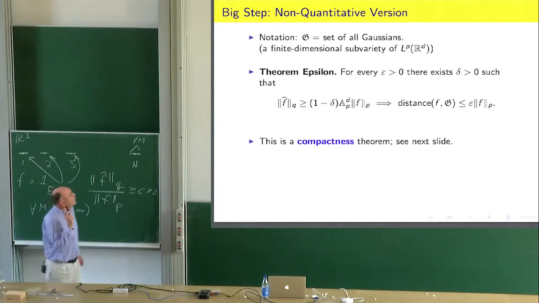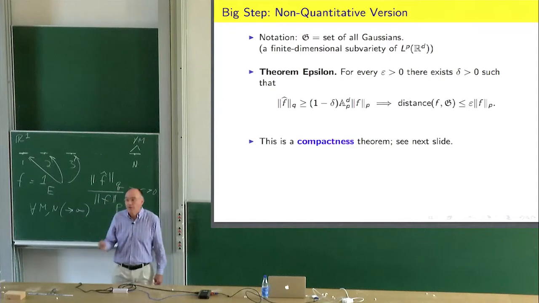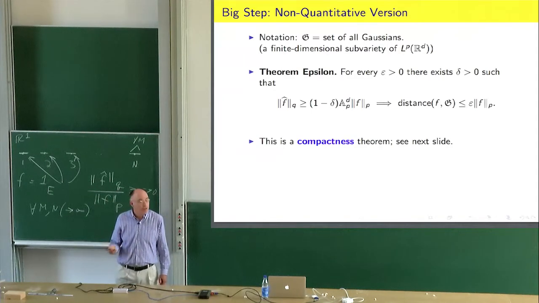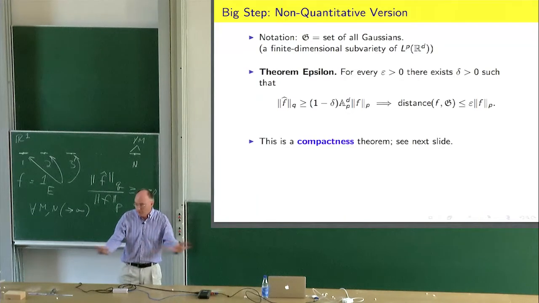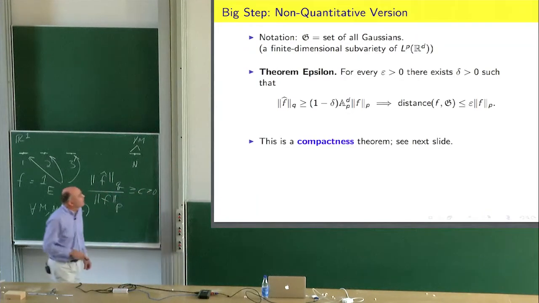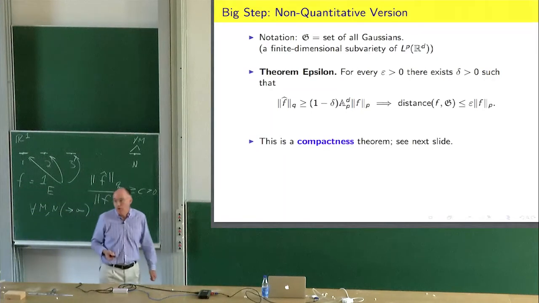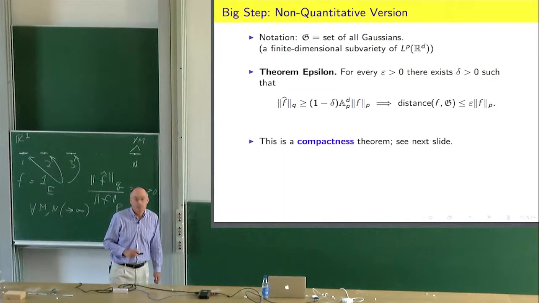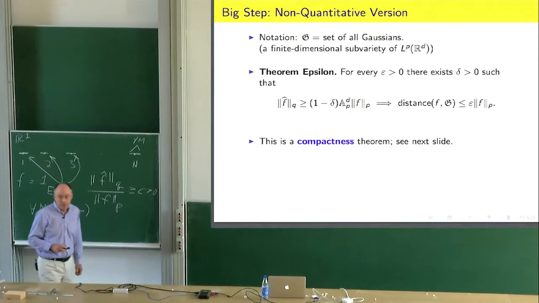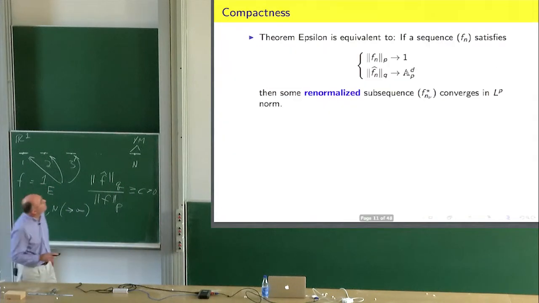Not just the statement, but the proof itself gives absolutely no information about the dependence of delta on epsilon. There's a compactness step which loses all information. So in fact, this is the main step. Even though I'm aiming for a very precise theorem, the main step is this very imprecise one.